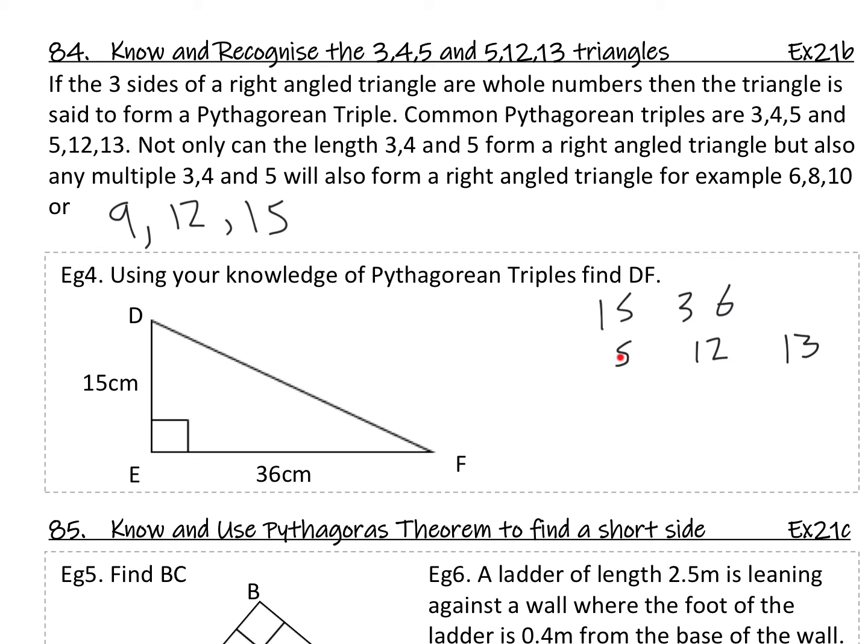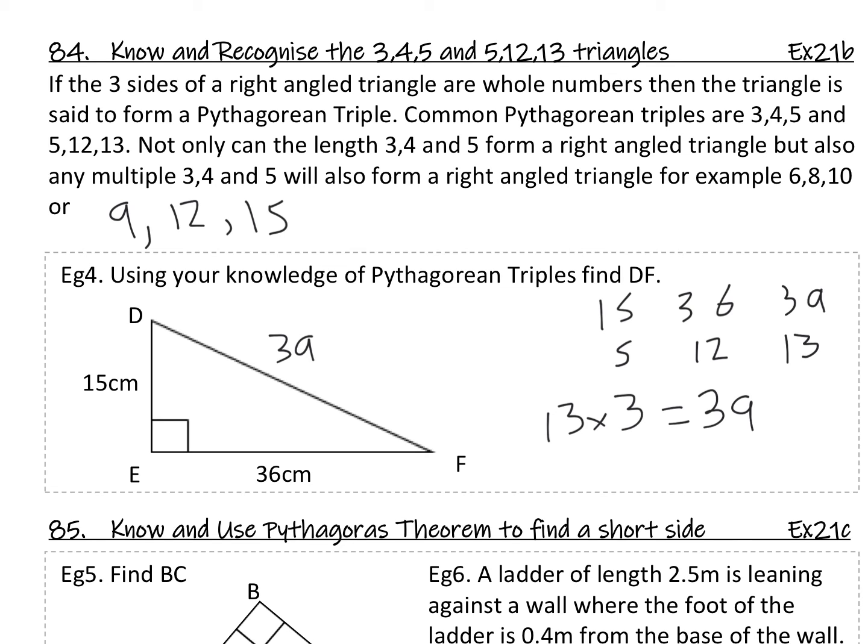So these two sides are 3 times bigger. So if I make 13 the hypotenuse 3 times bigger, I would get 39. And that is the answer.